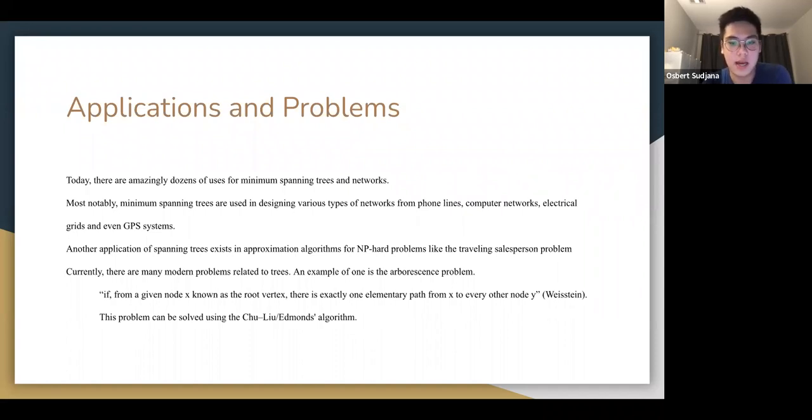Currently, there are also many modern problems related to trees. An example of this is the arborescence problem. So far, we've explored only undirected graphs, but what about directed graphs? A minimum spanning tree of a directed graph is defined by Weisstein in Wolfram as: from a given node x known as the root vertex, there is exactly one elementary path from x to every other node y. This problem, or the arborescence problem, can be solved using the Chu-Liu-Edmonds algorithm, unlike the undirected graph where it can be solved using Prim or Kruskal's algorithm.